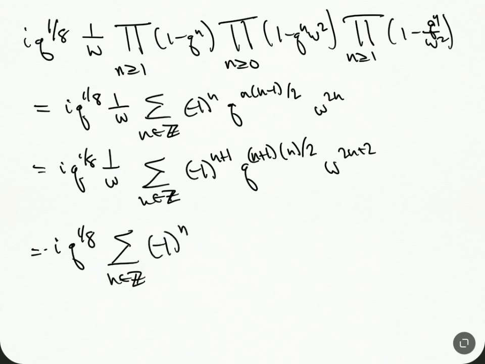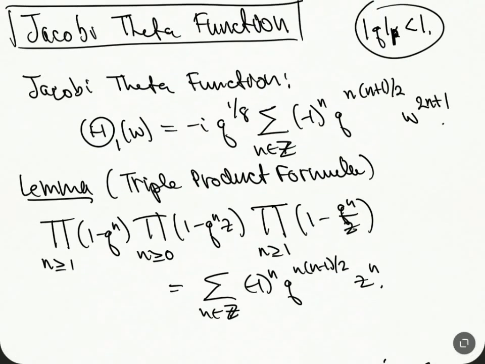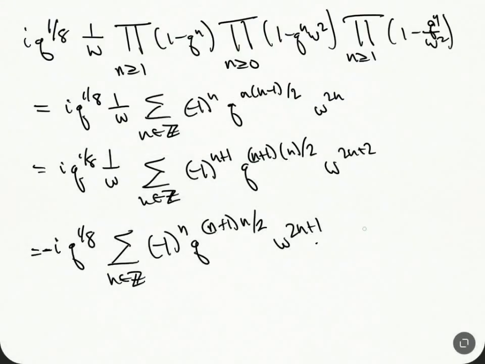Okay, so now let's pull the minus out. q to the n plus 1 times n divided by 2, w to the 2n plus 1. Now this is exactly what we had before. This is the Jacobi theta function. Here, so this is theta 1. That's the Jacobi theta function. Great.